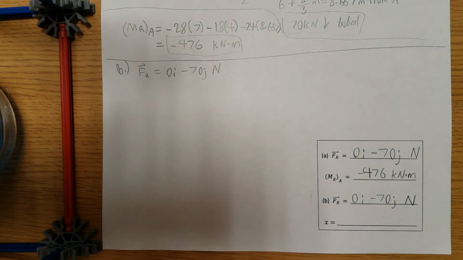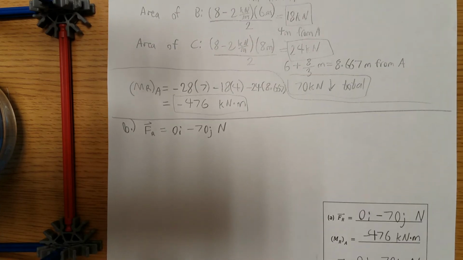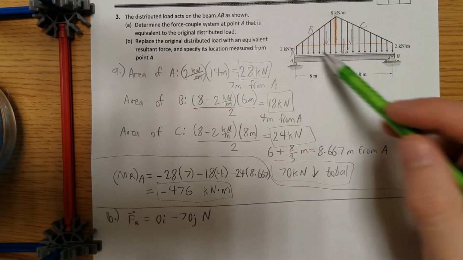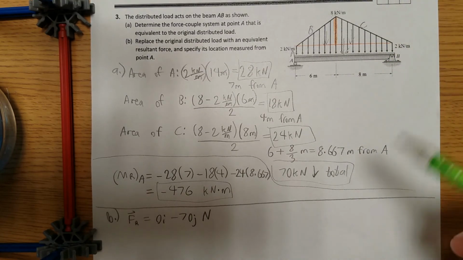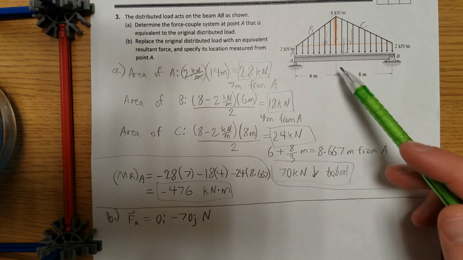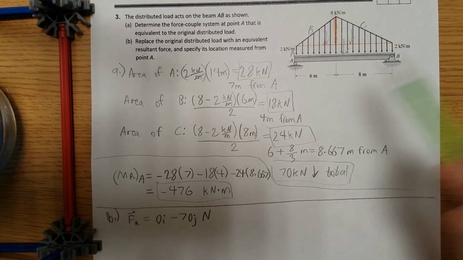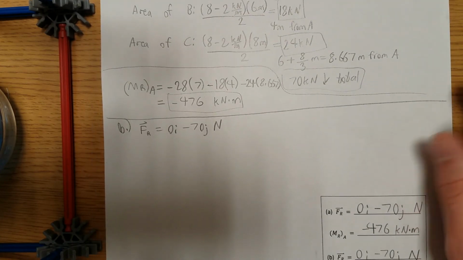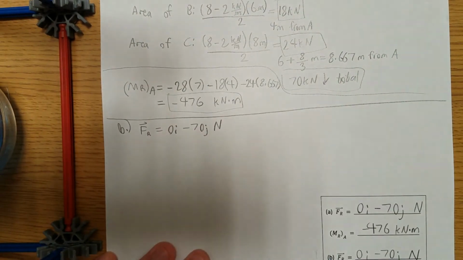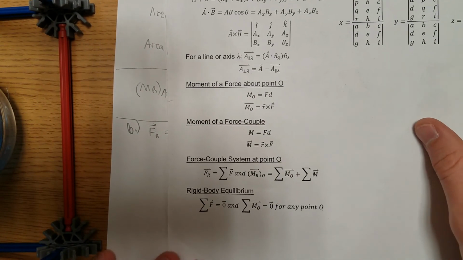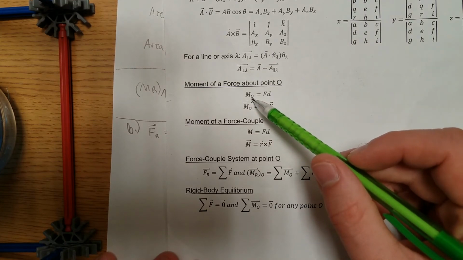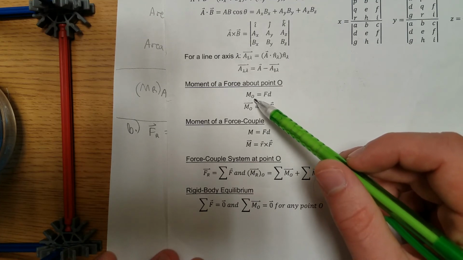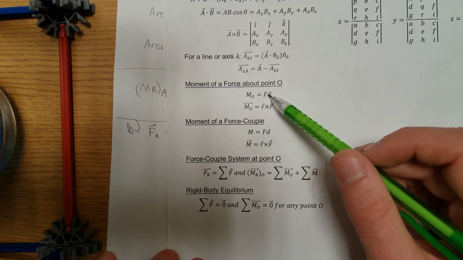What it's also asking is to specify its location measured from point A. So we're basically trying to replace this entire thing by just one single force, to give it the same moment about A and the same total load. To do that, we're going to want to use the equation that's given in your equation sheet. Again, I highly recommend you learn your equation sheet. We have the moment of a force about point O is equal to, in this case we can just use the scalar, moment is equal to force times distance.